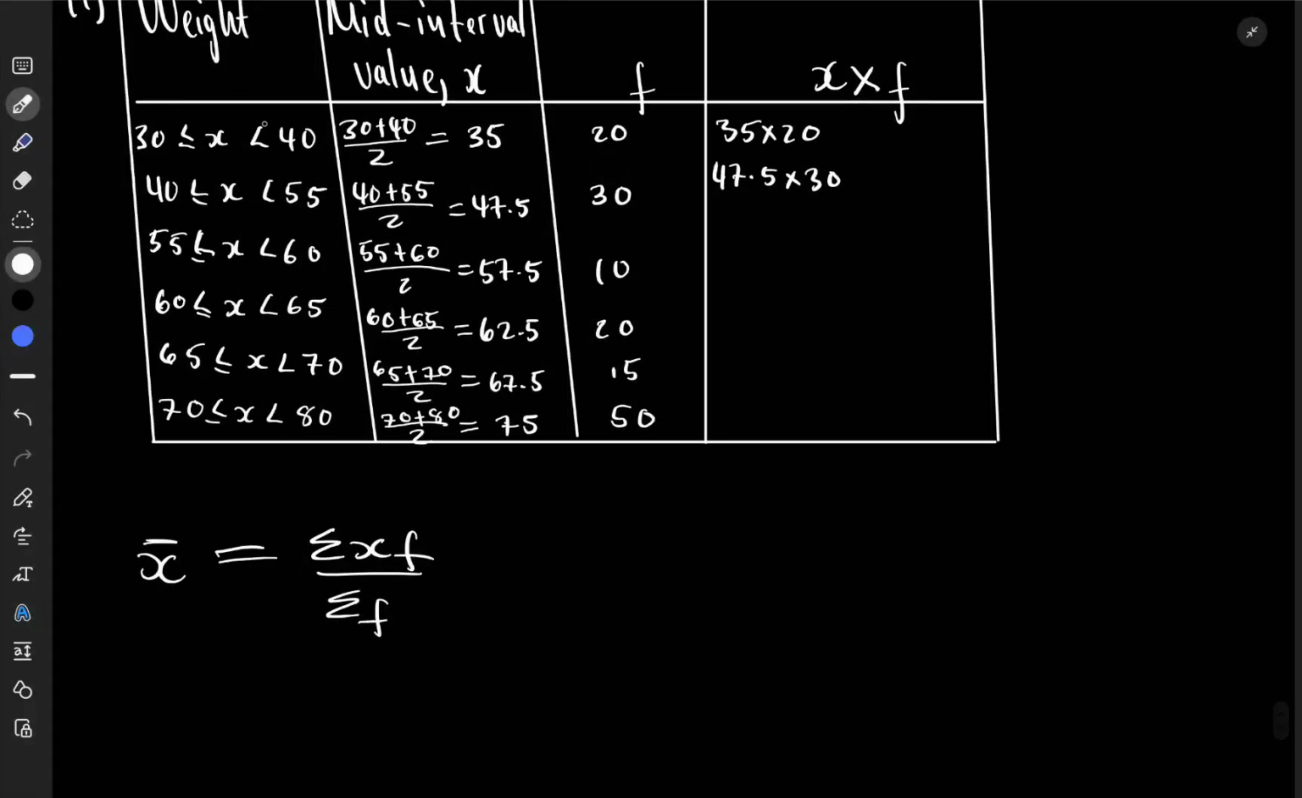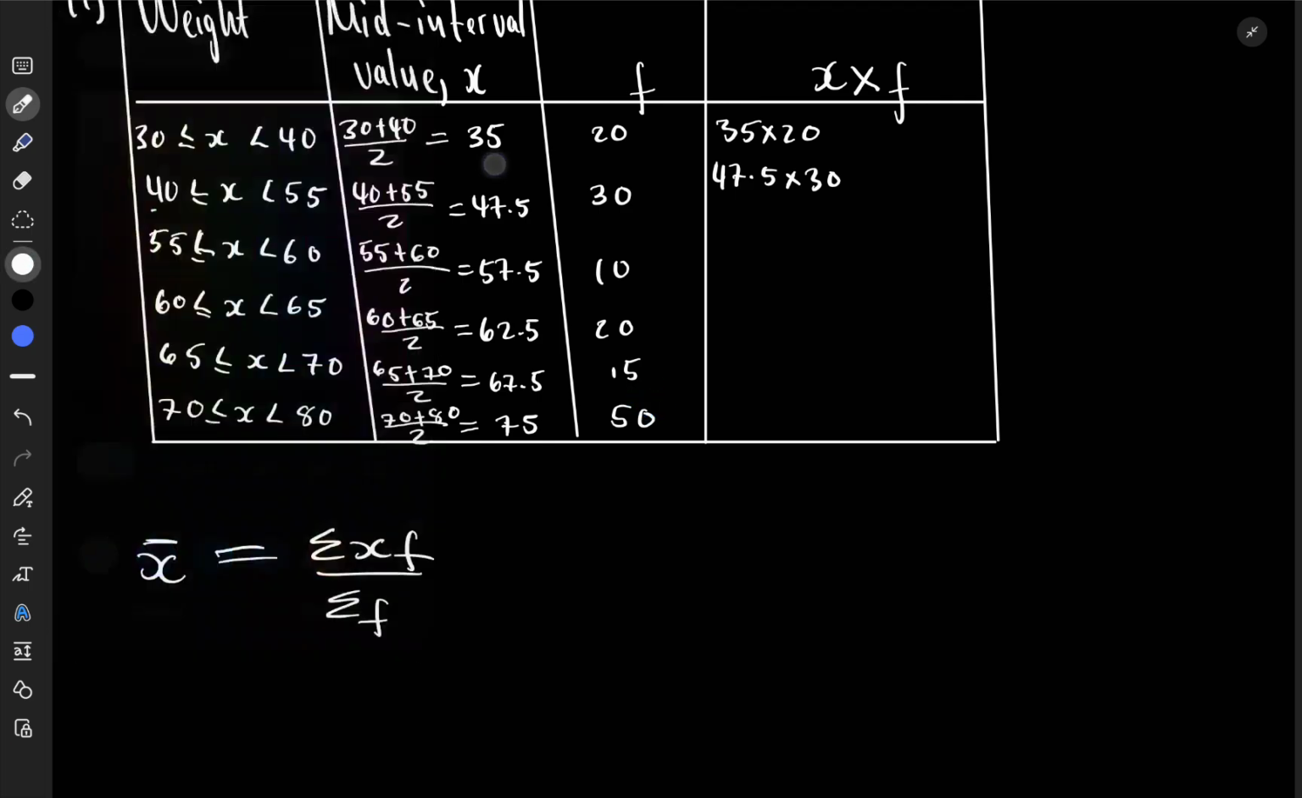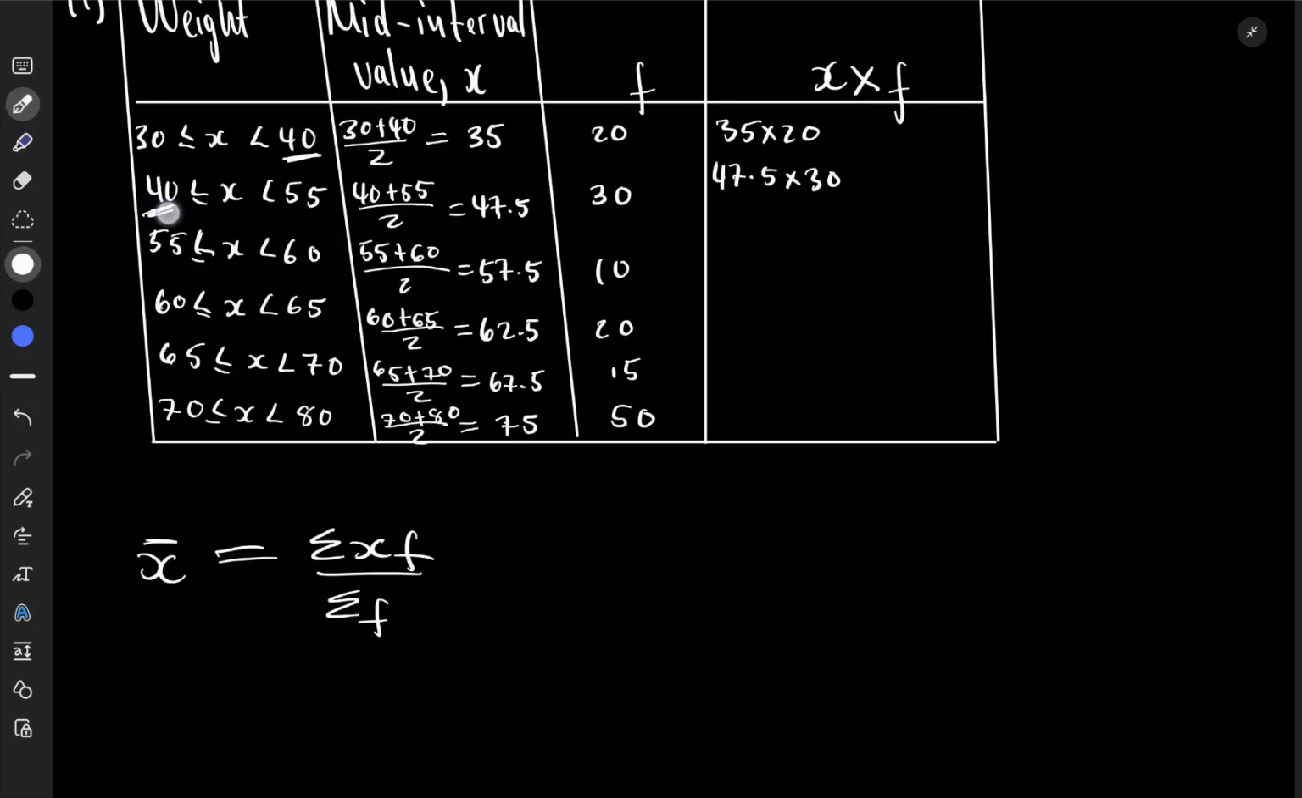Mid-interval, we've found it, because this was easy since we had our weights. They were continuous, so we didn't have to put the boundaries. We used 30 and 40 because it's ending at 40 and starting at 40. This is a continuous scale. It ends at 60, starts at 60. You see, it's very orderly. So now we can say 47.5. Here it was ending at 55, starting at 55. Then we can keep doing the rest.